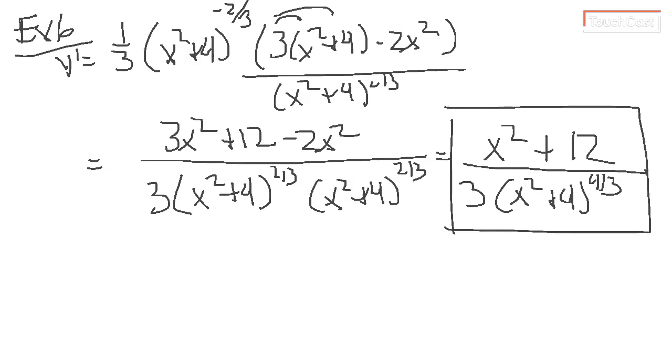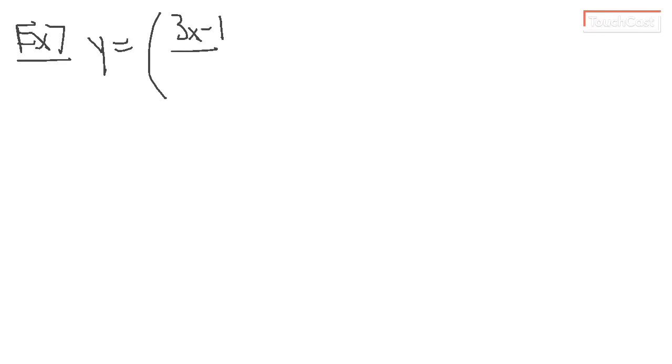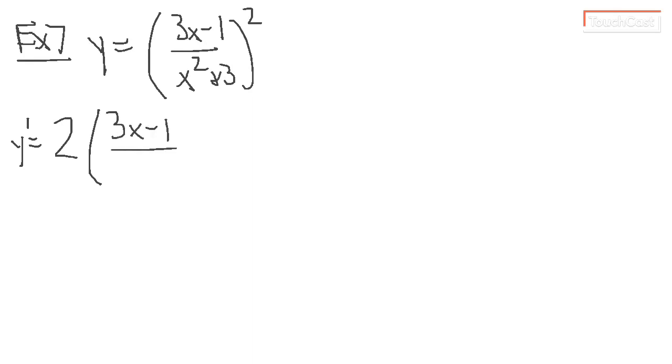We've got enough time that I think we can do one more example in this video. Example 7, our function is going to be y equals 3x minus 1 over x squared plus 3, and that whole thing is going to be squared. So, when we're finding y prime, we're going to start by bringing 2 down and have 3x minus 1 over x squared plus 3, but we need to find the derivative of what we have here in parentheses.